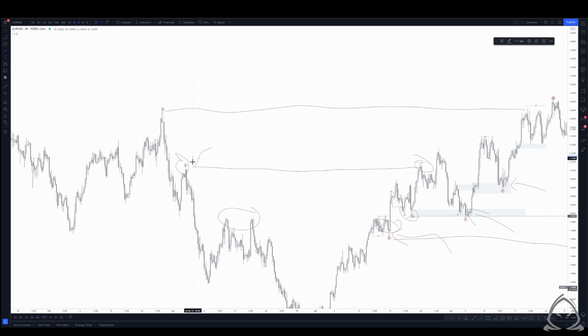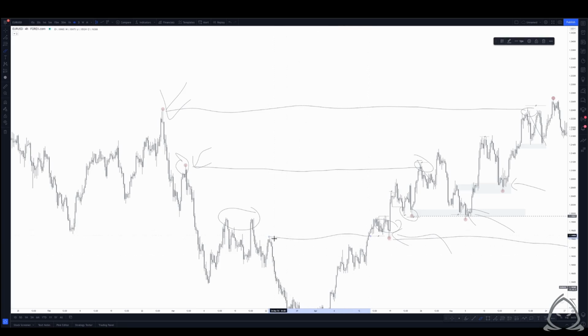Because if we look at this, look at the reaction we get from these two protected structures. We actually get a true pullback, and we see deeper pullbacks as well. Whereas if we're just looking at little bits of structure here, supply for instance, we get small reactions, nothing crazy. We have a supply zone here. Yeah, we do get a bigger reaction. If we look at this, we have a set of equal highs. Do we get a pullback? No, we just get a pause and then it breaks right through.